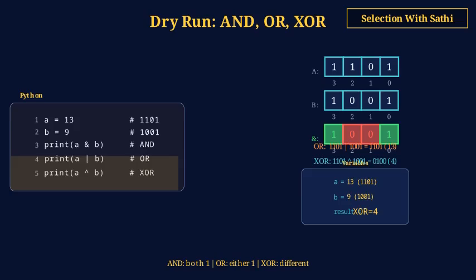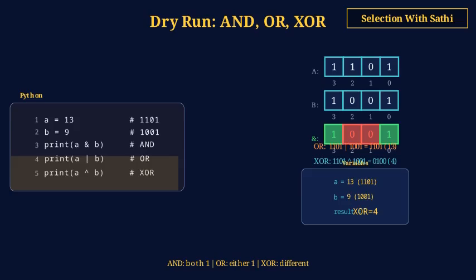8 is 01000. 7 is 00111 and gives 00000. Power of 2. Now 18 is 10010.